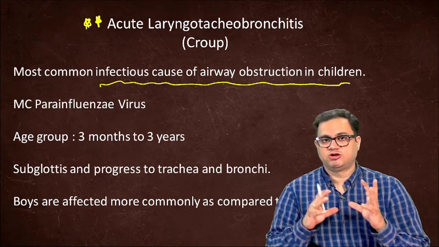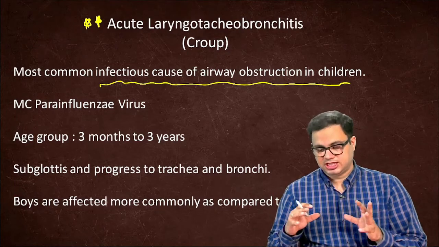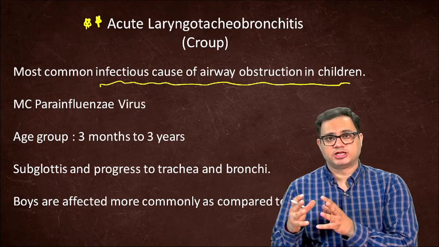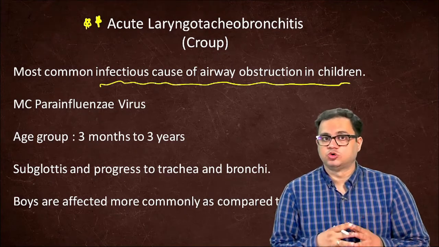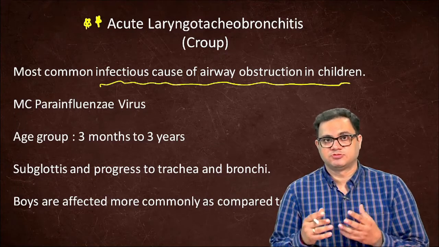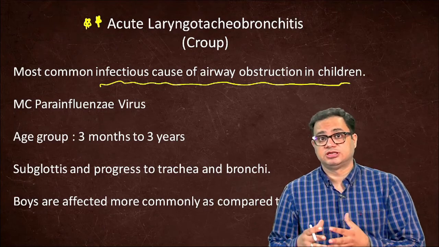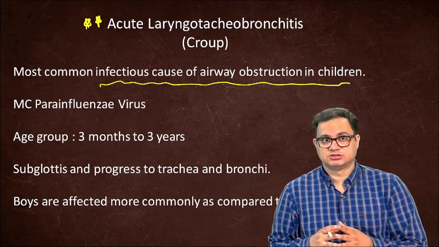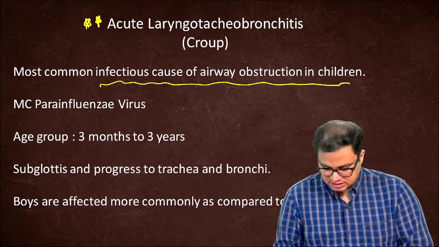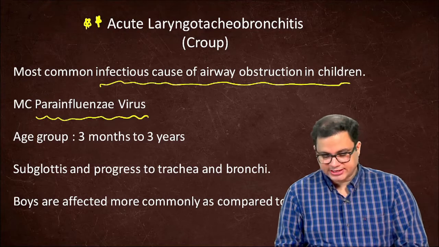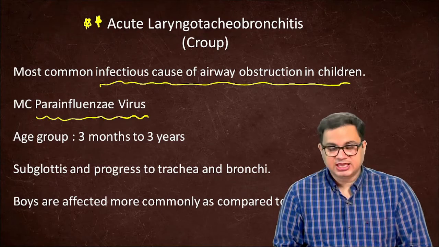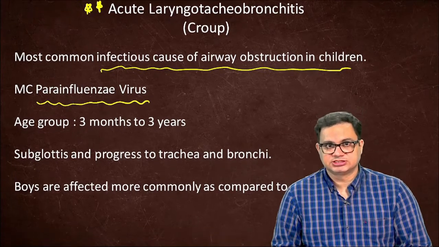It is laryngotracheobronchitis. So what we read in acute epiglottitis was, it is the infection or the inflammation of the supraglottic part of the larynx, whereas the croup involves the other part of the larynx, that is the vocal cords, the subglottis. It also involves the trachea and the bronchus in this patient. So the most common cause of acute laryngotracheobronchitis is the para-influenza virus.